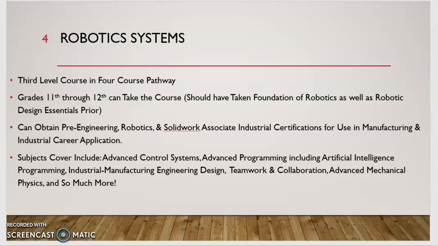We, of course, cover subjects including advanced control systems, advanced programming, including artificial intelligence programming. We'll bring in Fortran and assembly to show the history of robotics programming and similar codes that are still used in the industry that are not the more common things like C++ and Python. We also go into industrial manufacturing, engineering, design as well. Teamwork and collaboration again. More advanced mechanical physics on top of everything else. We do a lot more computer simulation and modeling as well in this course. Look at a lot more different programs that do facilitate that and what type of results we can get.